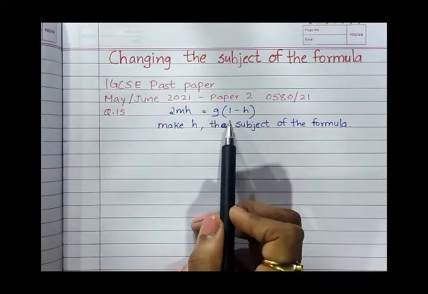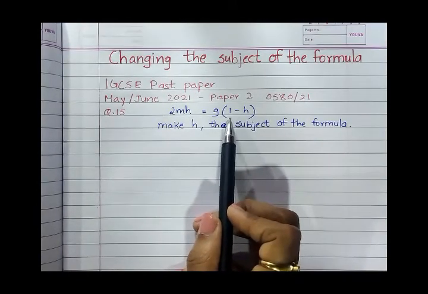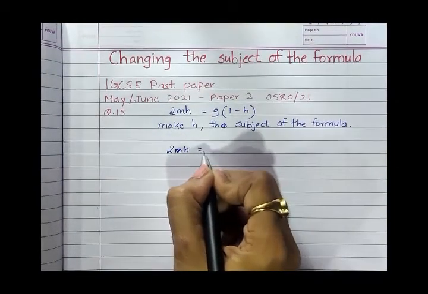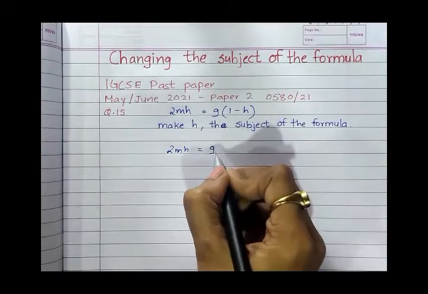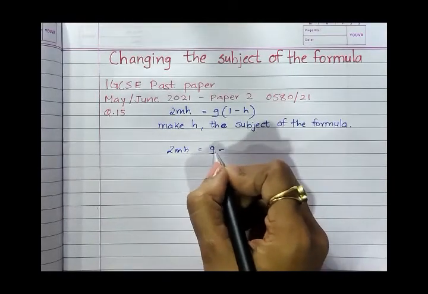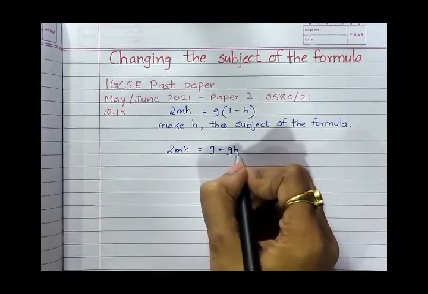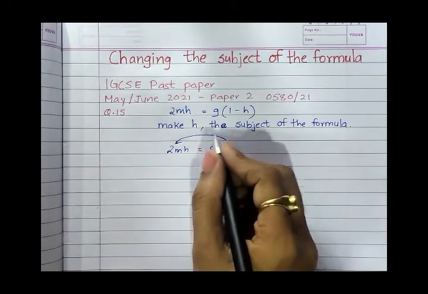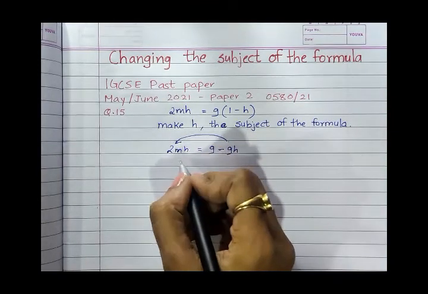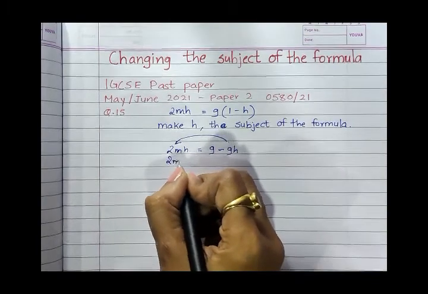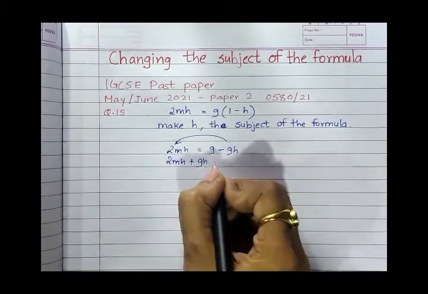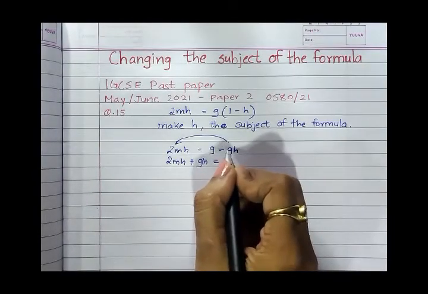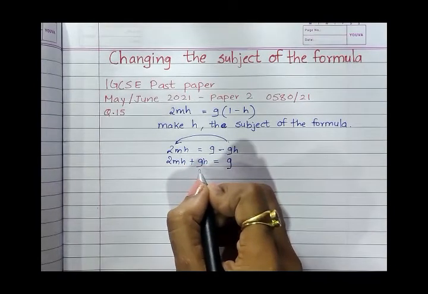What we will do in step number 1 is we will solve these brackets. So what we get at the end is 2mh is equal to, I'll open the bracket, g multiplied by 1 is g, minus g multiplied by h, we get gh. After that, this entire term gh we have to shift to the left hand side of the equation. So when I shift it, I get 2mh plus gh is equal to g. Now why did this become plus? Because this was negative gh, shifting to the other side it becomes plus.